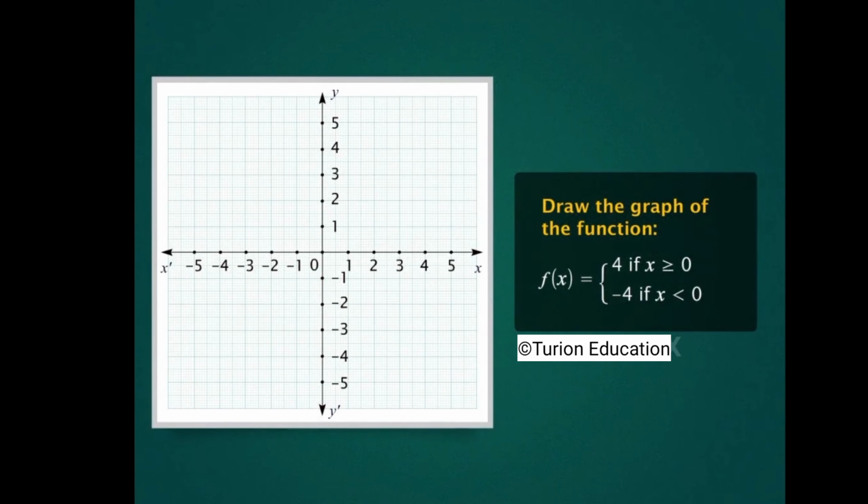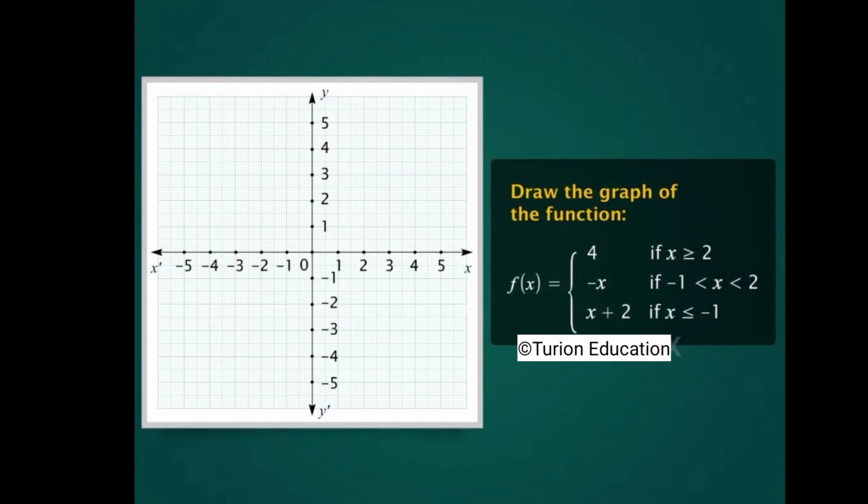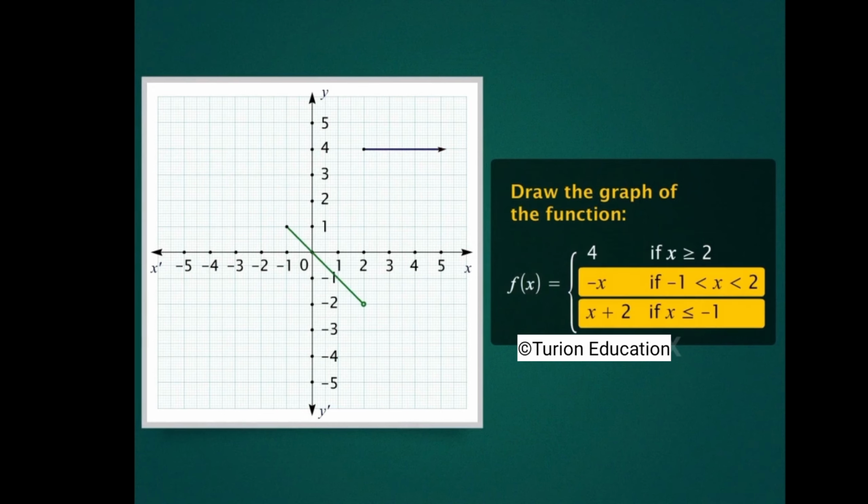Draw the graph of the function shown. Let's plot the graph of the function f of x. For positive x, it's the constant function 4, and for negative x, it is -4. Draw the graph of the function shown. The function f of x is a combination of constant and linear functions.